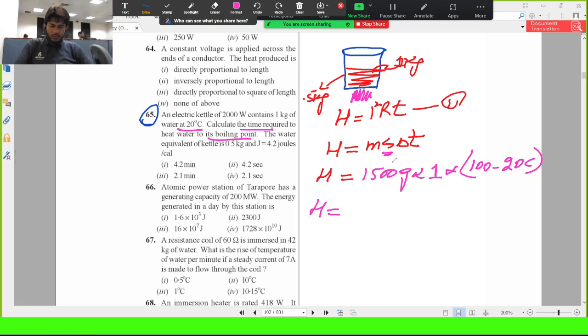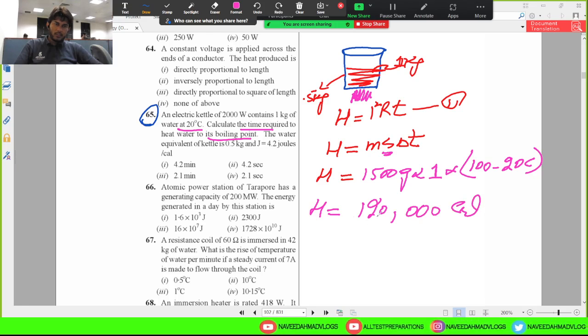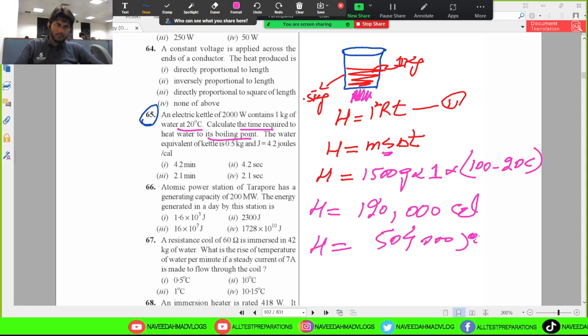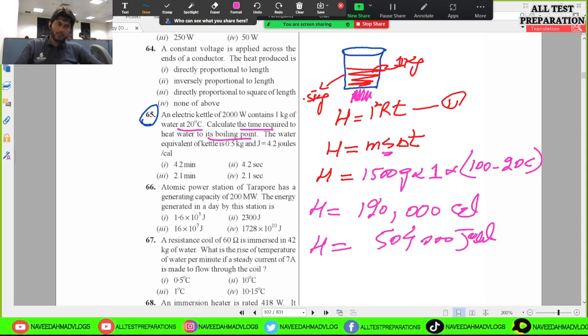that will be equal to, yeah, I can do mental multiplication too, multiplied by 80, that's equal to 120000. Okay, this is in calorie, so you need to convert it into joule. You need to multiply it by 4.2, so it will give you 504000 joule, which is the SI unit of energy.